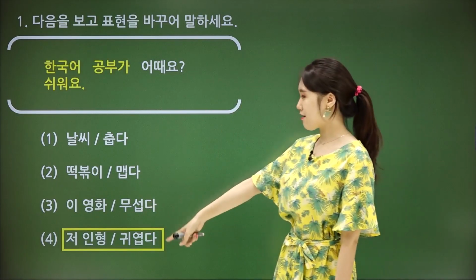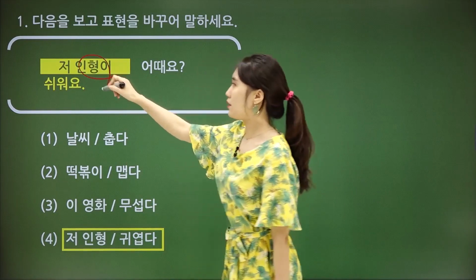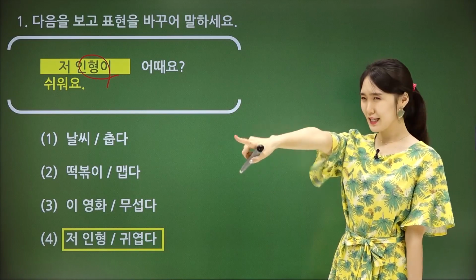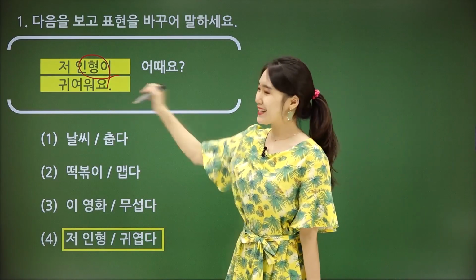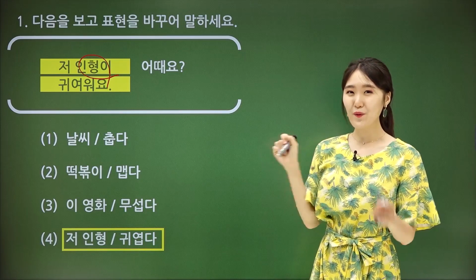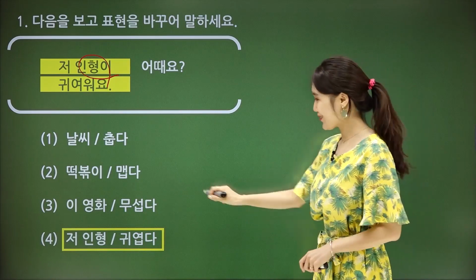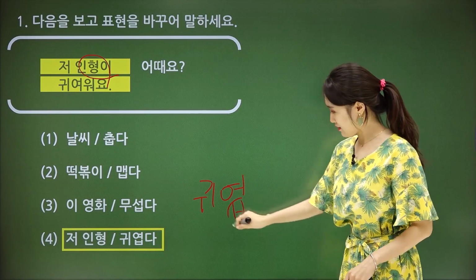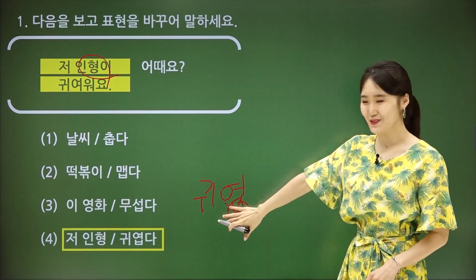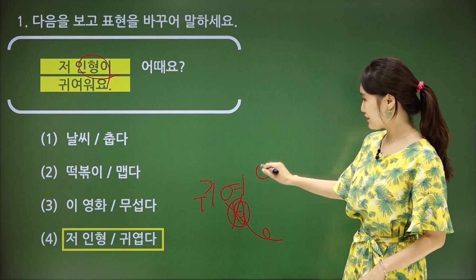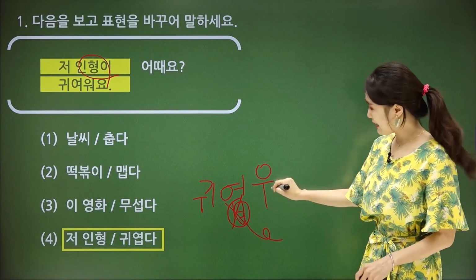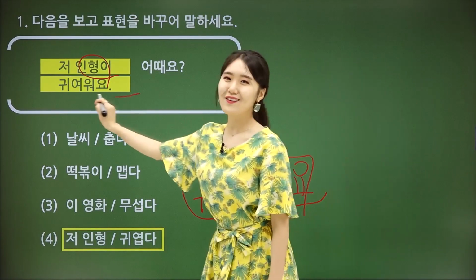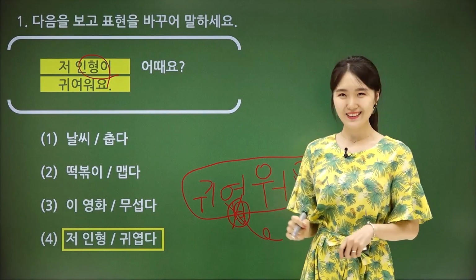Last one. 저 인형. The doll. 저 인형이 어때요? How's that doll? Teddy bear doll. 귀엽다. 귀여워요. It's cute. Again, 부. You take this off. You insert 우 in and change it to 어요. 귀여워요. That doll is very cute.